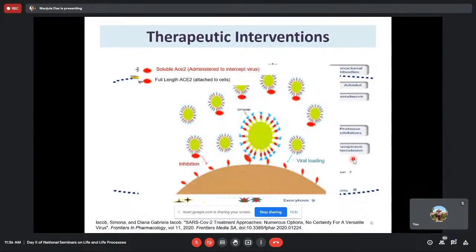So what we went ahead and did is that we made a soluble protein, a soluble ACE2 protein. ACE2 is the receptor, and I will talk a little more about it. We made the soluble ACE2 receptor, which, before the virus enters the cell, will go and bind to the virus, neutralize the virus, and wouldn't allow the virus to enter the cells.